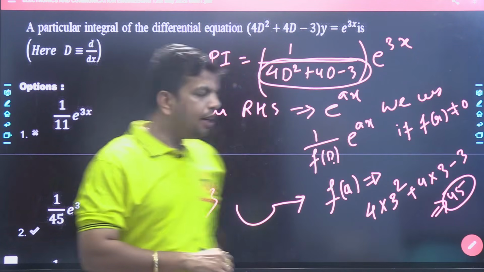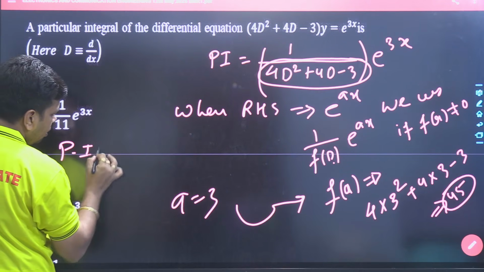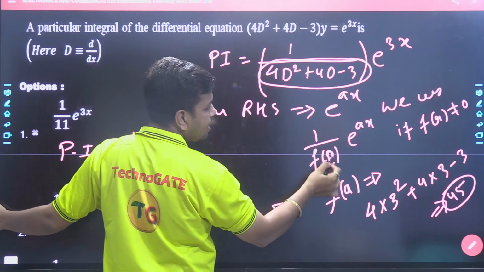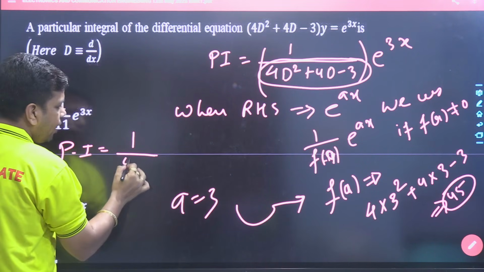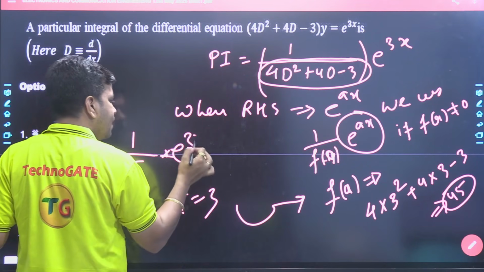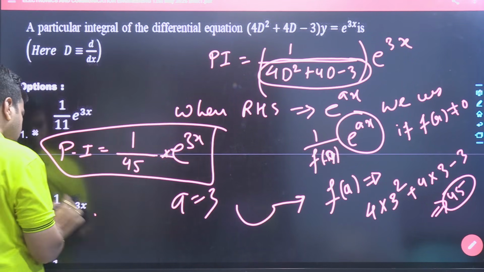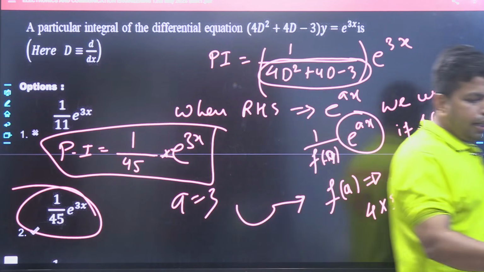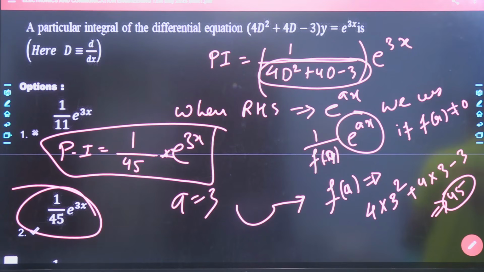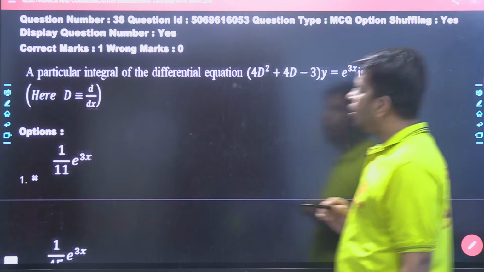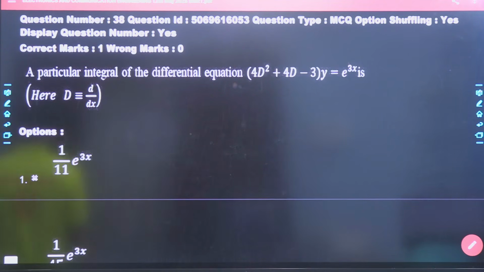So the particular integral is what? 1 upon f(a). This is f(a). 1 upon 45 multiplied by e to the power ax, meaning e to the power 3x. You can say that the second option is your answer. Are you getting that point? Second is your answer. Okay, is it okay?